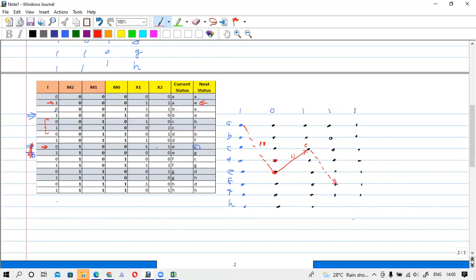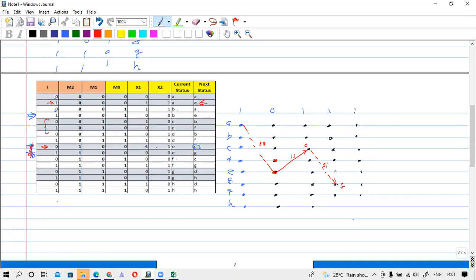So we will move to here. So we will have C, F, okay? We will have C, F, yeah, F, the input is 1, and we will move to F. And what is the output? It is 0, 1. Okay, the output is 0, 1. Okay, and we will move from F, the input is 1.